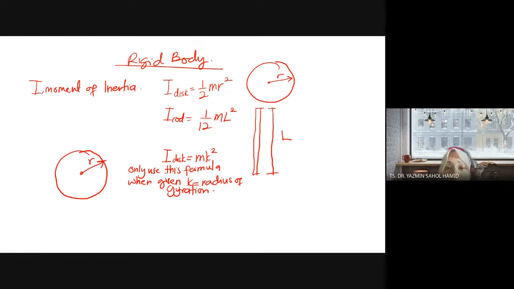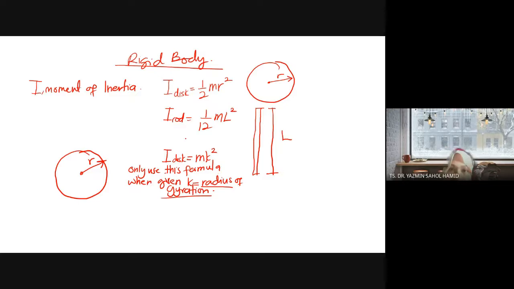So what it means is, for another disk which is also circular and also has R, if the question gives you radius of gyration, meaning in the question it says given radius of gyration K equals 2 meter, K here is not stiffness, K is radius of gyration, you must use the formula mk squared. But if the question did not mention anything about radius of gyration, you must use the formula 1 over 2 mr squared. So we have I disk, I rod, all these.